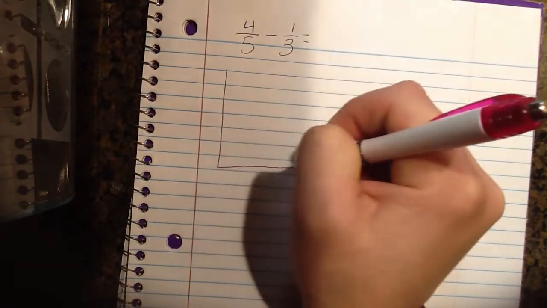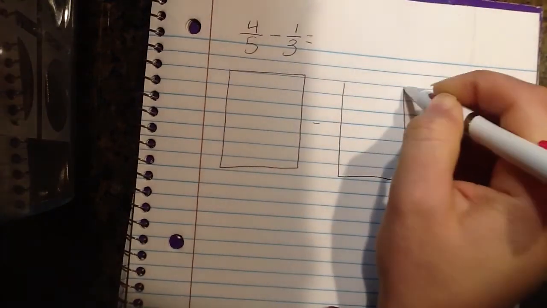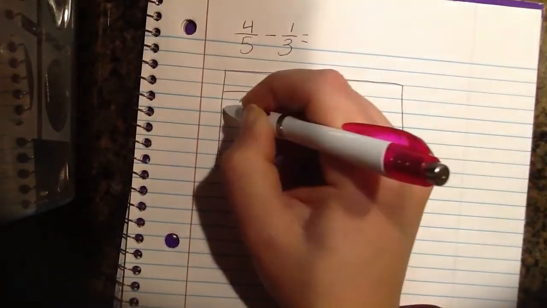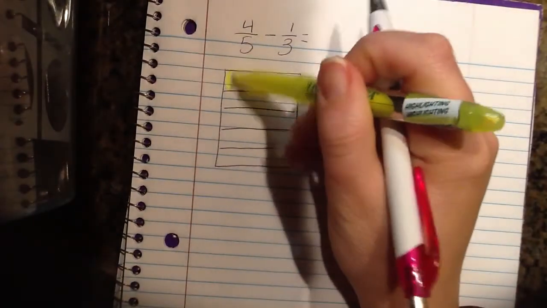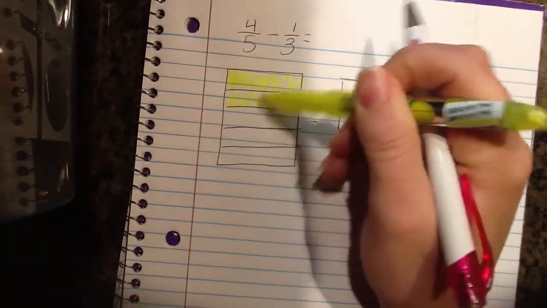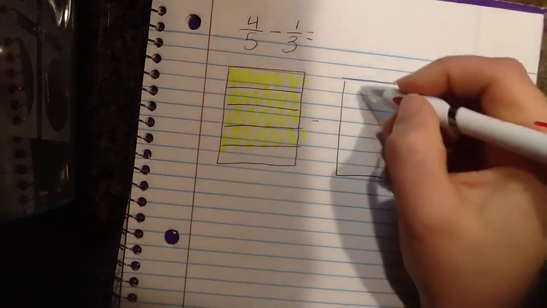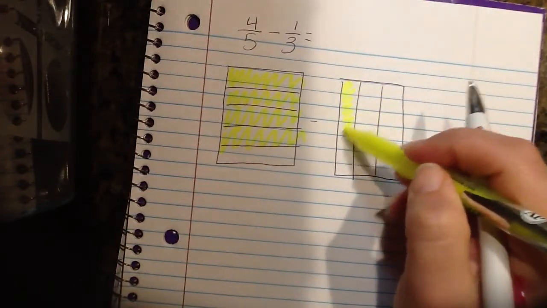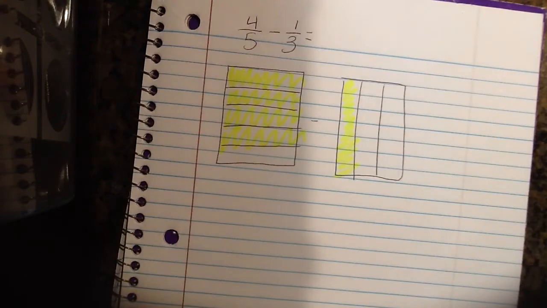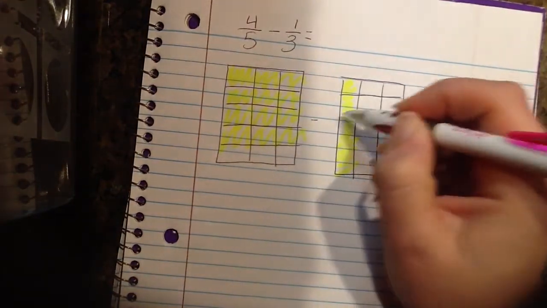Alright, so I should draw a rectangle. Let's check your work and see what you did. I'll split this one into 5ths. And I should have 4 of them. So I'm going to cut into 3rds. They're different size pieces, so I have to make my pieces be the same size so I can compare them. So let's cut this one up this way, and this one up this way.